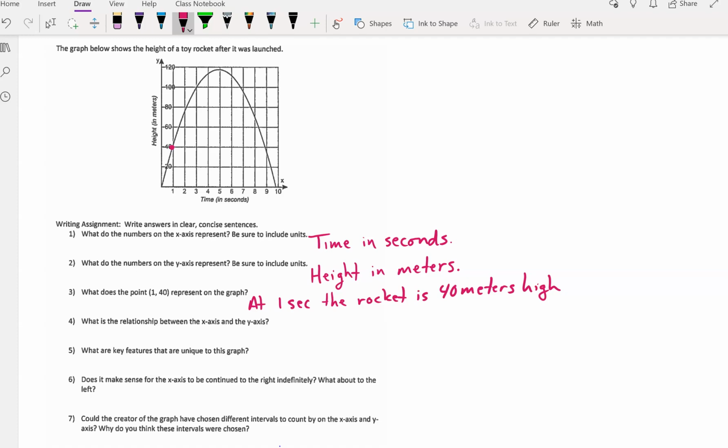What is the relationship between the x-axis and the y-axis? Okay, well, the x-axis is giving us time. The y-axis is giving us meters. The numbers aren't exactly written out the same, and that's okay, because we need to express much more height here. The x-axis and the y-axis are often also called the independent and dependent axis. So if you're trying to figure out which is which, the height is dependent on the time. So our height is our dependent variable, and our time is our independent variable. Okay, so that's going to be a relationship between the x-axis and the y-axis.